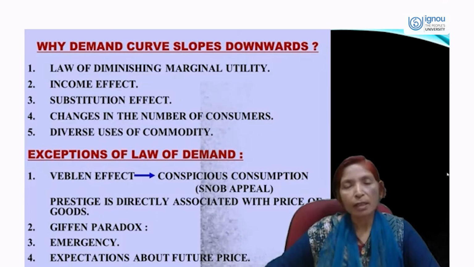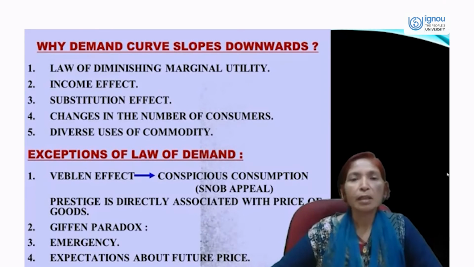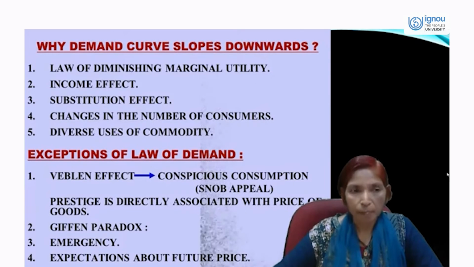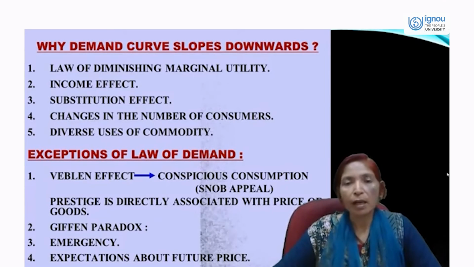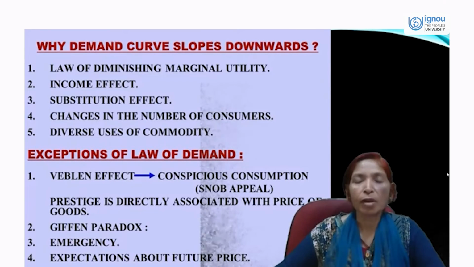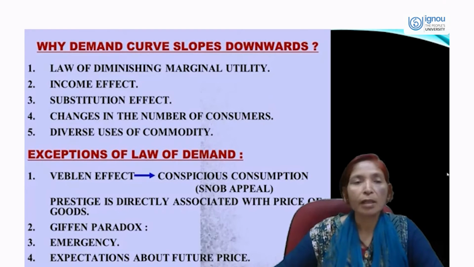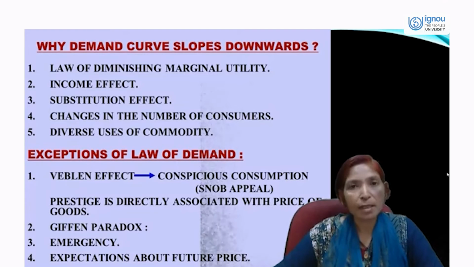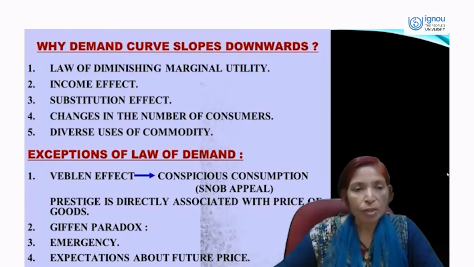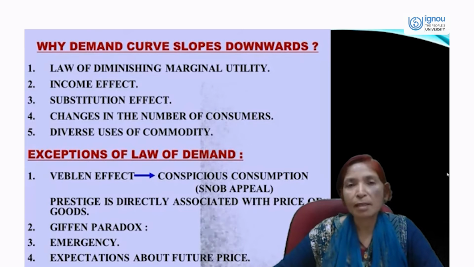Change in the number of consumers. If the price of any commodity falls, then the number of consumers who demand the commodity will demand more of it. And if the price rises, then the number of consumers will fall. So there is an inverse relationship between price and number of consumers. Because if price falls, the people who are not buying that commodity will also be attracted at lower prices and demand more of that commodity. So the number of consumers will rise at lower price and fall at higher price. There is an inverse relationship between price and demand. That's why the demand curve slopes downward.